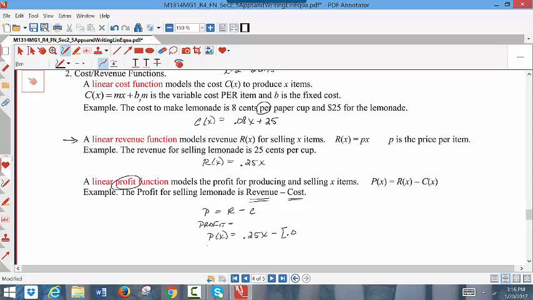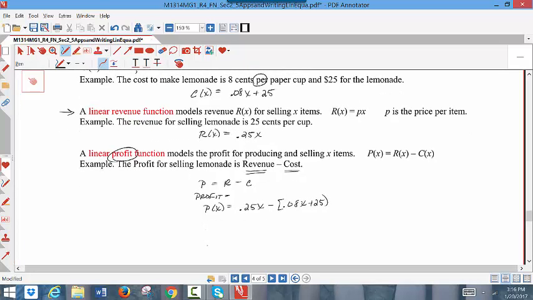And our cost is 0.08x plus 25. Now, it's not just minus 0.08x, it's minus the entire function, which is the 0.08x plus 25, so you need to put that in parentheses or square brackets.